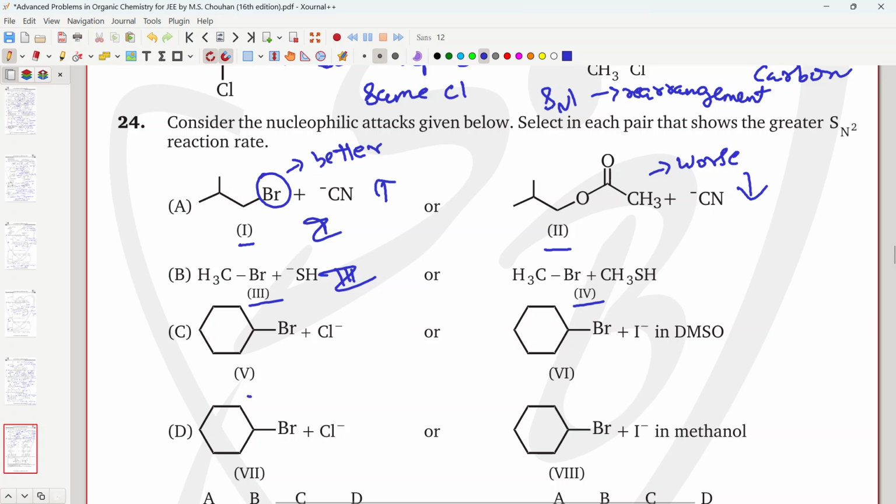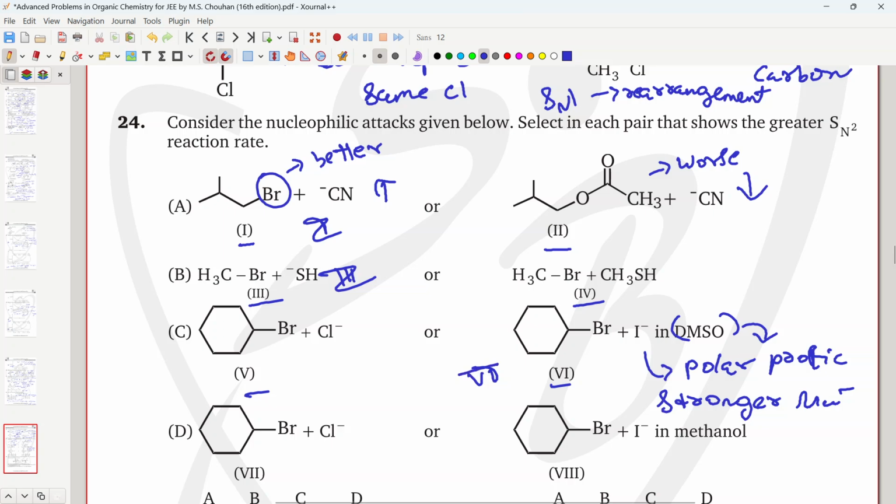C, 5 and 6. Cyclohexyl bromide plus Cl minus, versus cyclohexyl bromide plus iodide minus in DMSO. DMSO is polar aprotic, which makes I minus a stronger nucleophile. So 4, sorry, 6.